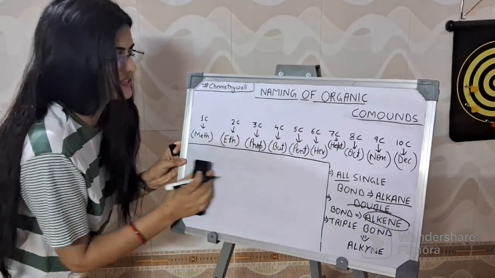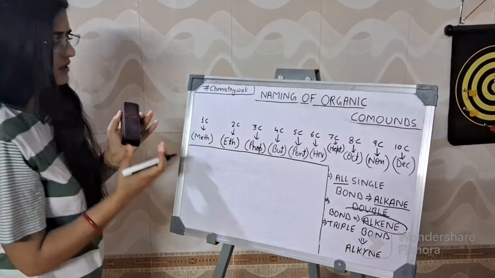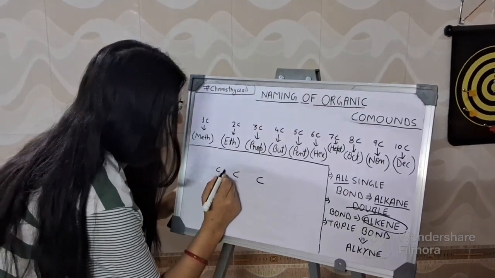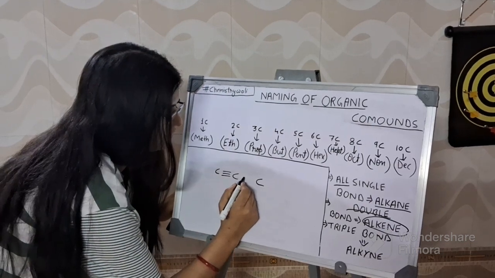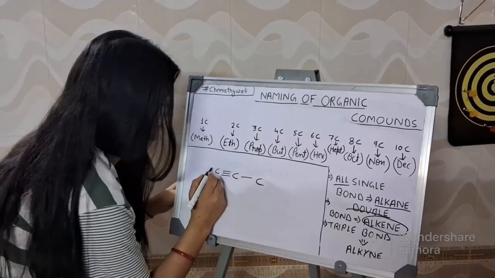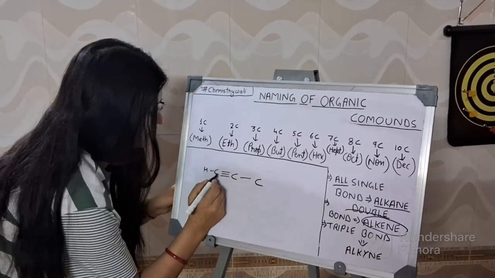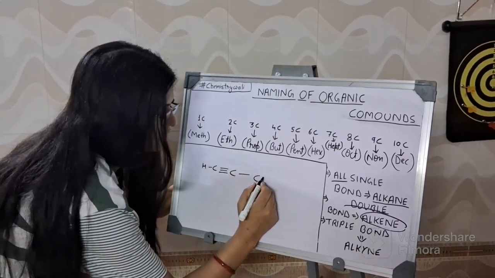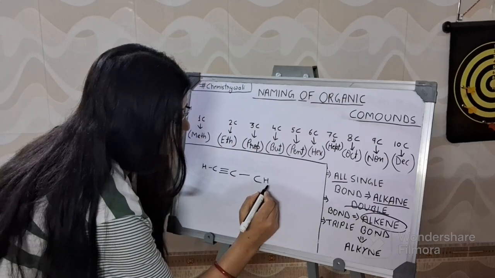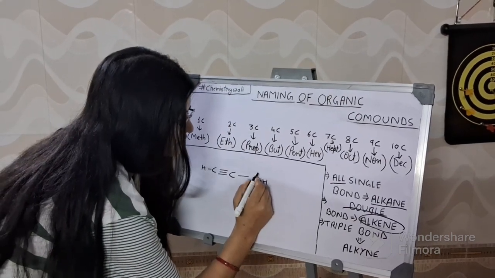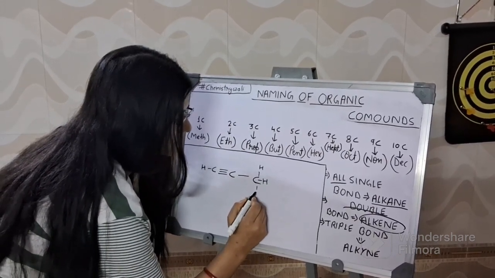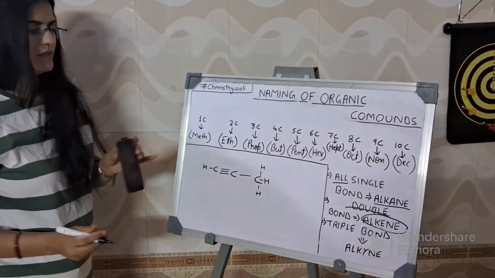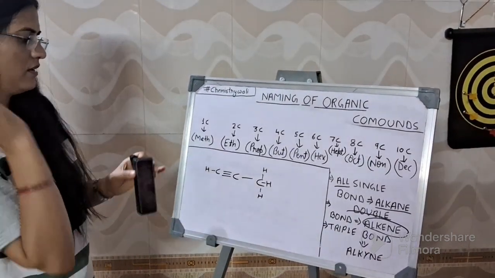Okay, let's take one more example. Now this time we will take 3 carbons. Triple bond, single bond. 3 valencies here, 4. 3, 4. 1, 2, 3. So this is how the compound looks.